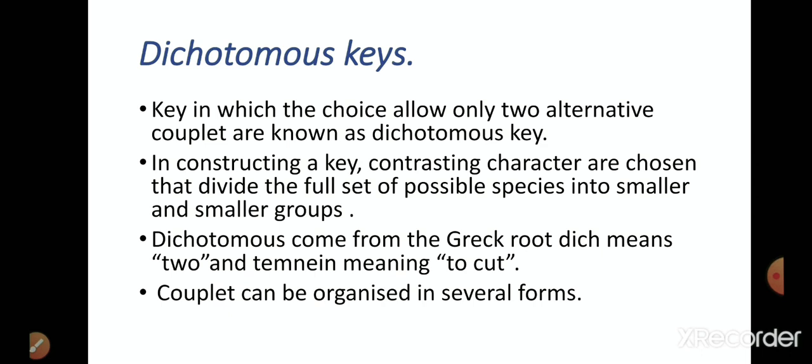Basically, the couplets can be organized in several forms. Each time a choice is made, a number of species are eliminated from consideration, and the range of species to which the unknown specimen may belong narrows. Eventually, after sufficient choices have been made, the range is reduced to a single species and the identity of the unknown plant is revealed.